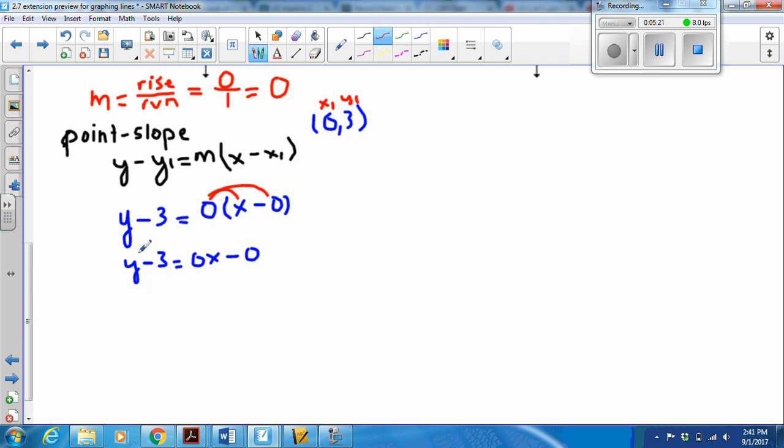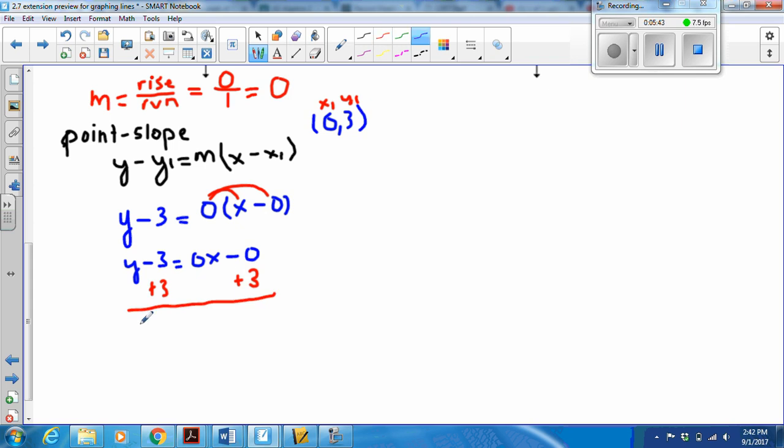Now I've got to move this 3, because what we're trying to do is get y all by itself, since we need y equals whatever our equation is. So I'm going to add 3 to both sides. Make sure you know how to combine like terms. This 3 does not have an x, so we're not combining it with the x at all. We're combining it with just our constant number, which is 0.